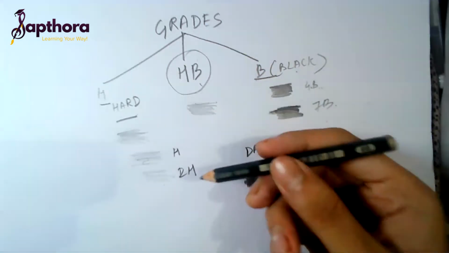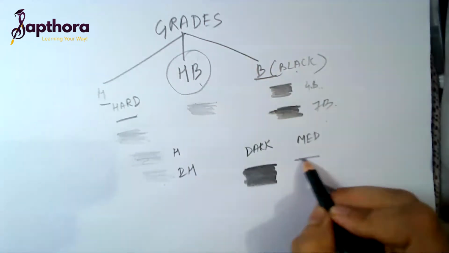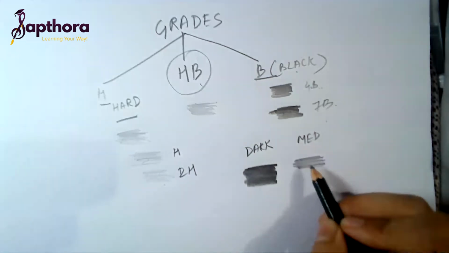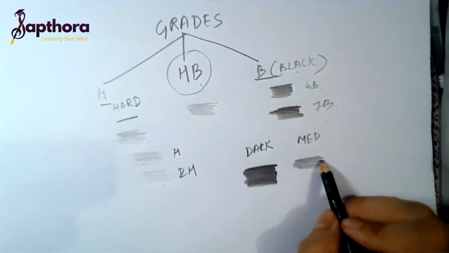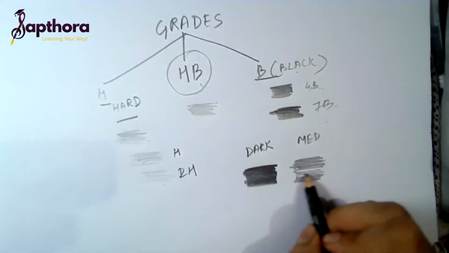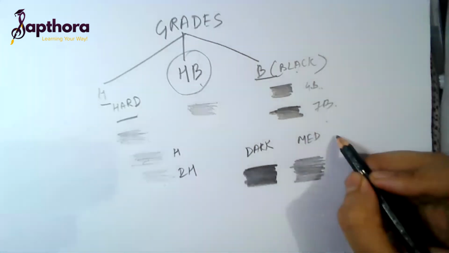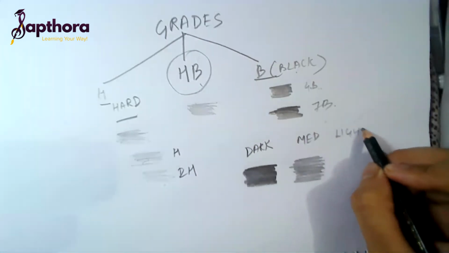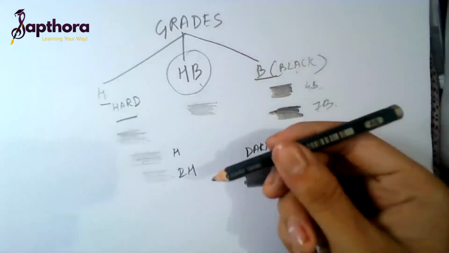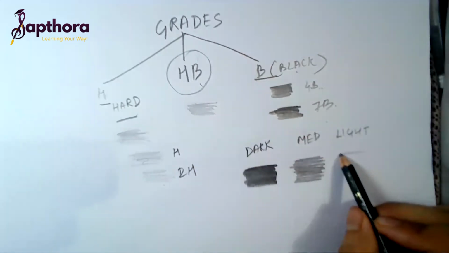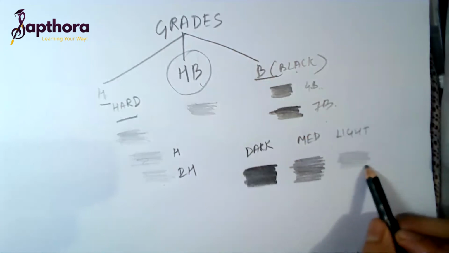I'm using the same pencil for the medium tone, only the pressure I'm going to decrease. And you can see this is a little lighter as compared to this. This is my medium tone, and then comes the light tone. For the light tone, again, I'll be using the same pencil, only the pressure I'll be putting is very less.